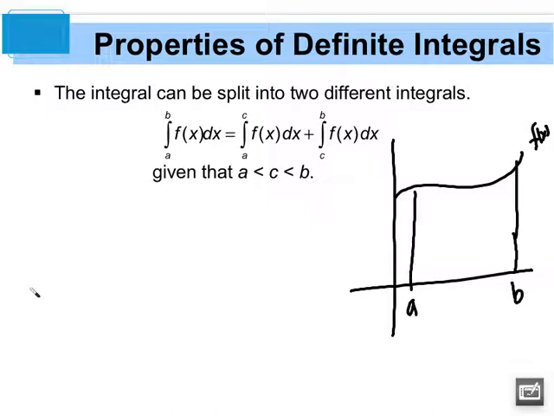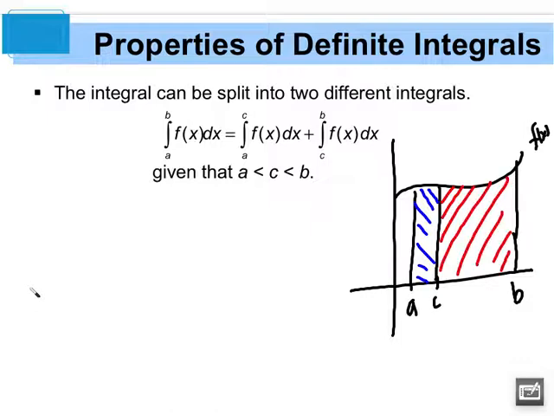Okay, I want to find that area. Well, what this is saying is, oh, I can stop here and see that this plus this are still going to give me that. Make sense? Okay.